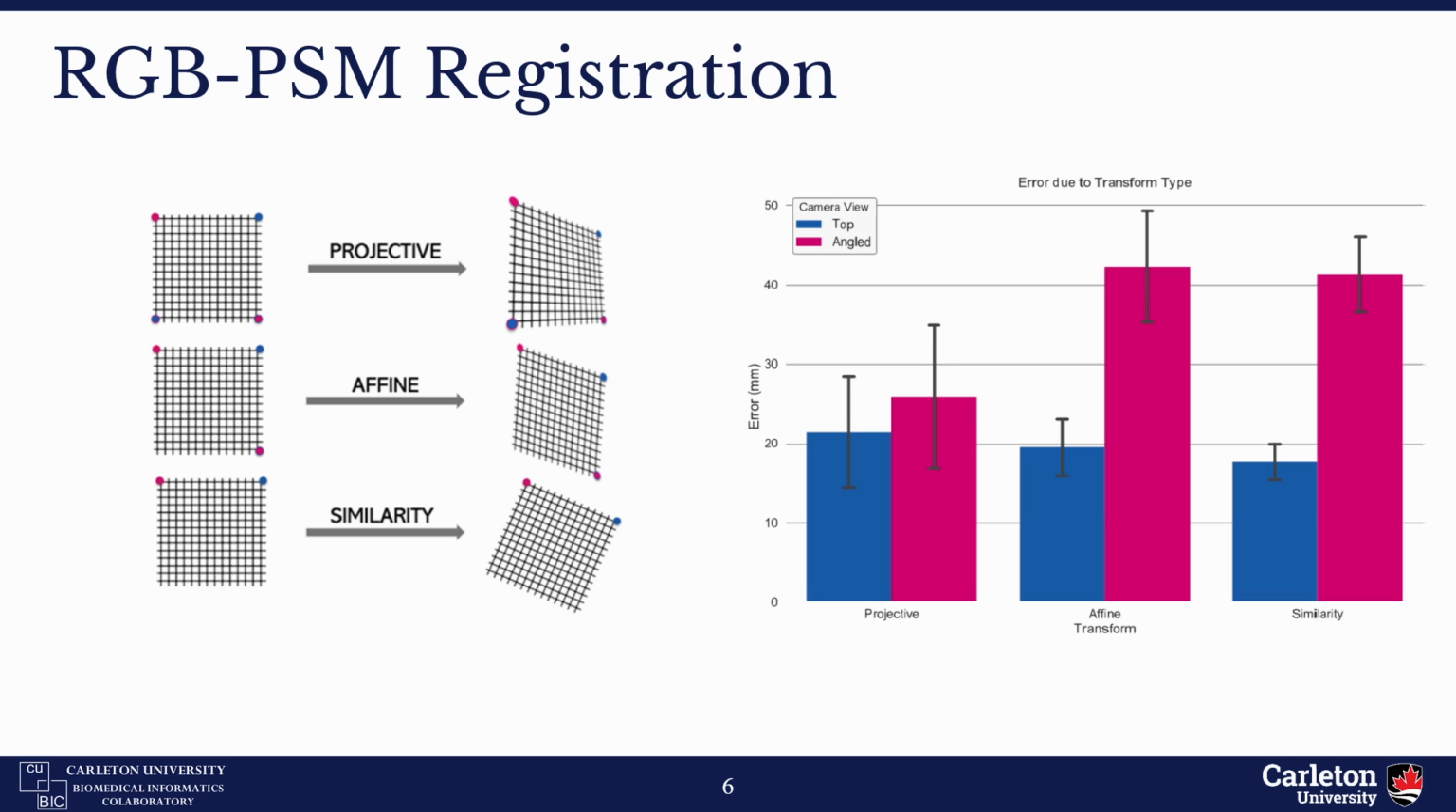The effect of camera position and transform type on registration error was determined through some experimentation, and it was found that in a top view setting, the similarity transform is preferred, while from an angled view, the projective transform is preferred, as it can account for the perspective distortion.